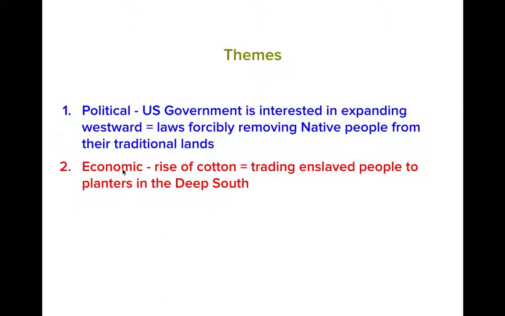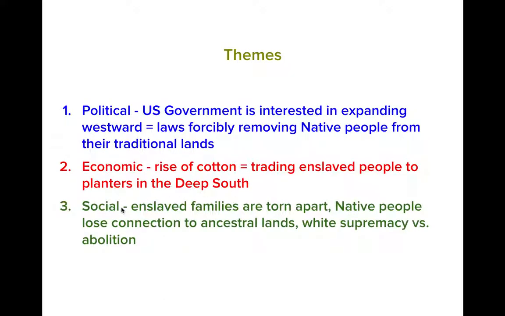Two, economic factors, anything that has to do with money. Well, the rise of cotton, there's an increased demand for cotton and products made out of cotton. Well, this increases the trading of enslaved people from the coastal South to planters in the deep South, so they can be there to pick cotton and meet the demand for cotton.